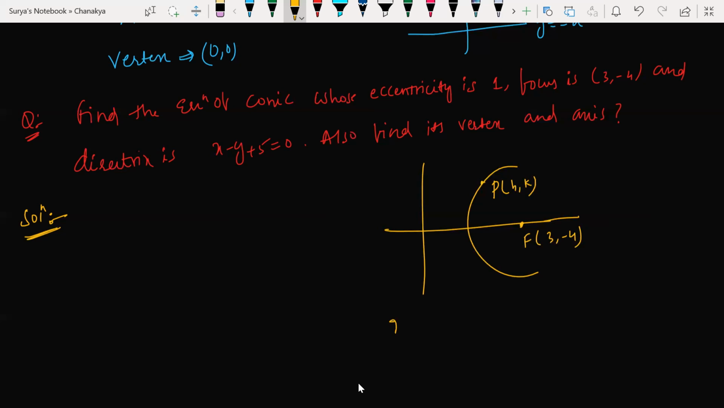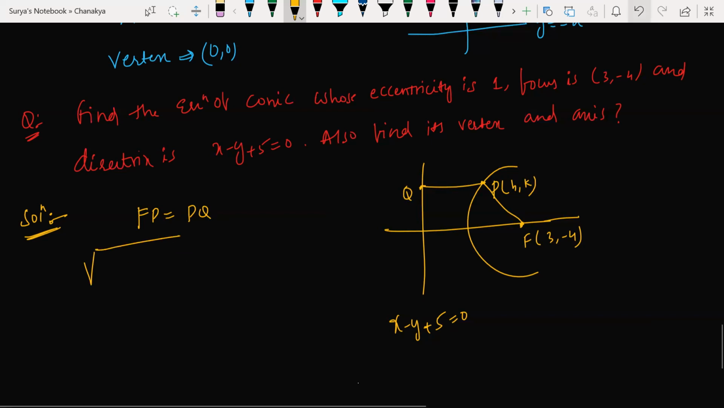So the directrix equation is what? This is the directrix equation, x minus y plus 5 is equal to 0. As we know, I'm taking any point, this is my Q. So can I say FP is equal to PQ? Am I correct? So what is FP here? Take any point P on the parabola, (h, k), FP.